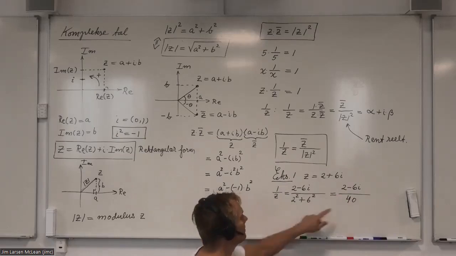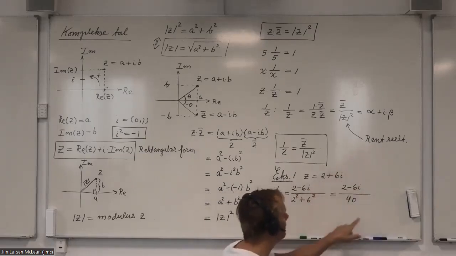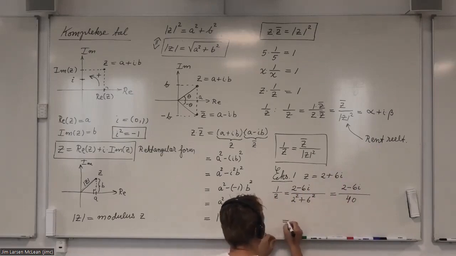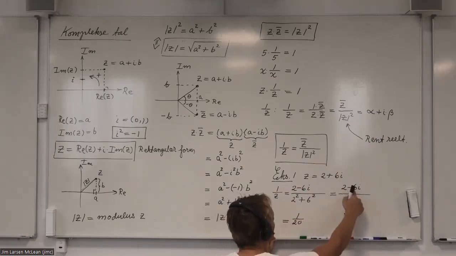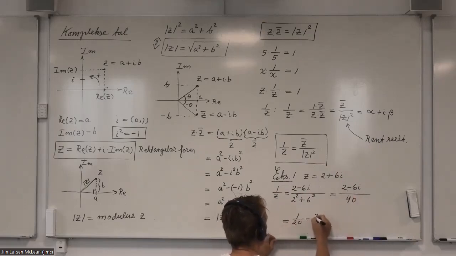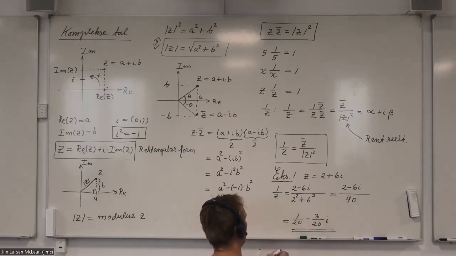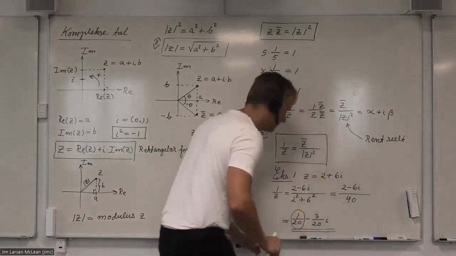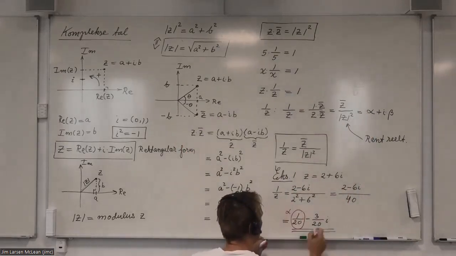And now we can see, as we predicted, the denominator is purely real, which means this fraction can now be split into 2 fractions. So it can be written as 2 divided by 40, which is 1/20th, minus 6 divided by 40, which is minus 3/20ths. And that's the answer. That corresponds to the number I had decided to call alpha up here. And the number here, including the minus, is my beta.